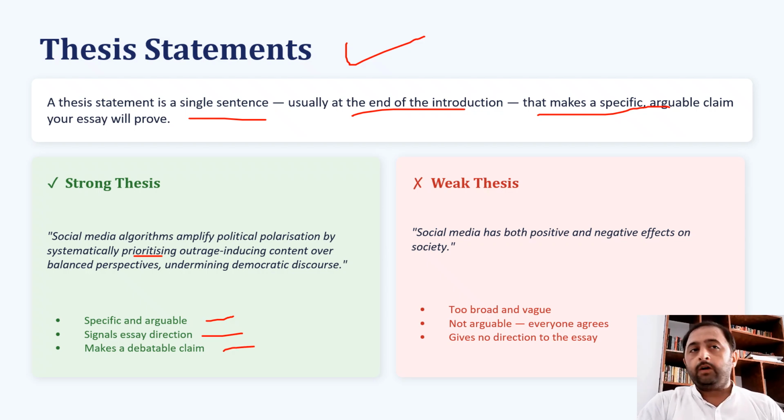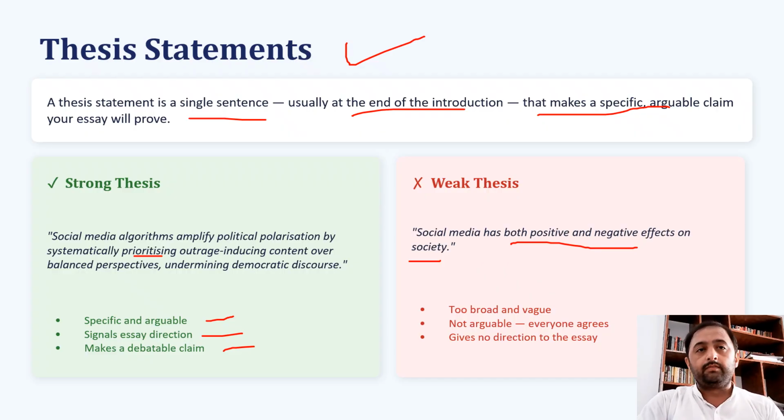So now look at the weak thesis. Social media has both positive and negative effects on society. This is a simple statement which we speak to everyone, but what we speak to everyone is not necessarily always academic writing. Or you can say they are not always academic phrases or words.